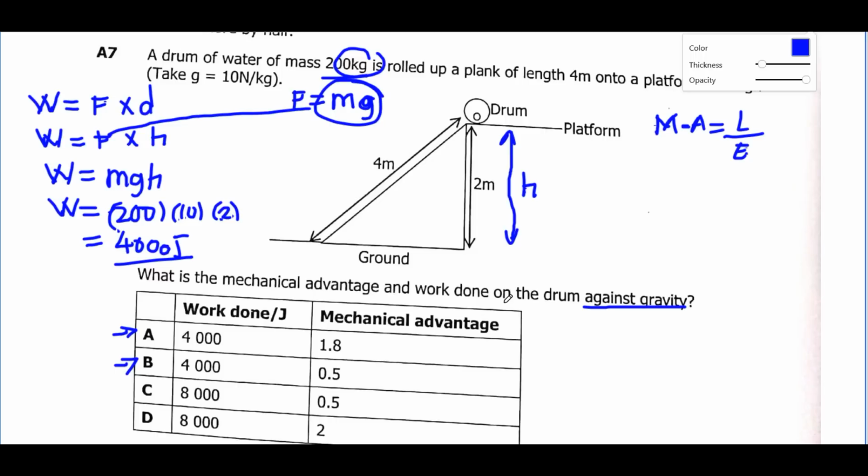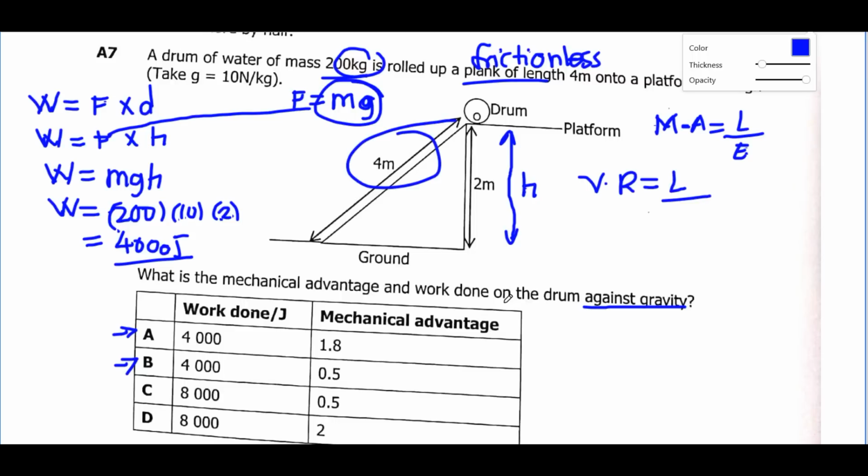If this plank, let's say, was frictionless. So frictionless simply means that there is no friction. We can find the velocity ratio, VR, is equal to distance moved by effort, which is L, this slanting one, divided by height. So 4 meters over 2 meters, giving us the velocity ratio is 2.